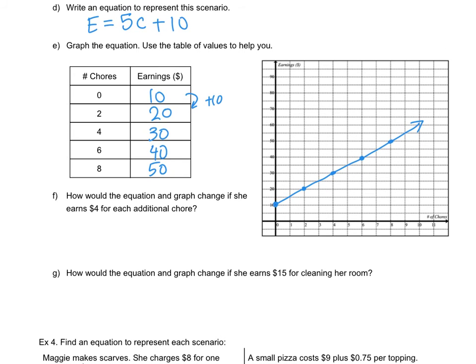Okay, some changes. How would the equation and graph change if she earns $4 for each additional chore instead of the 5? So why don't you pause the video here, write down how the equation would change, and then write down how the graph would change. Would the slope change, the y-intercept? What would it look like?